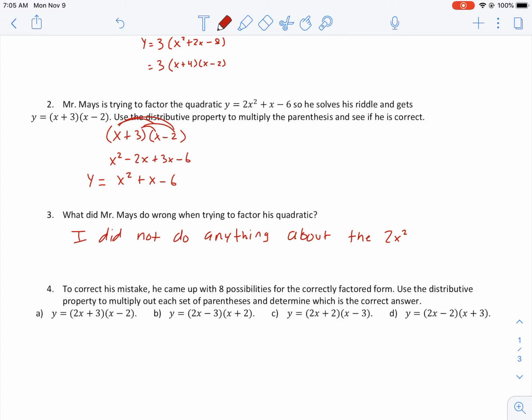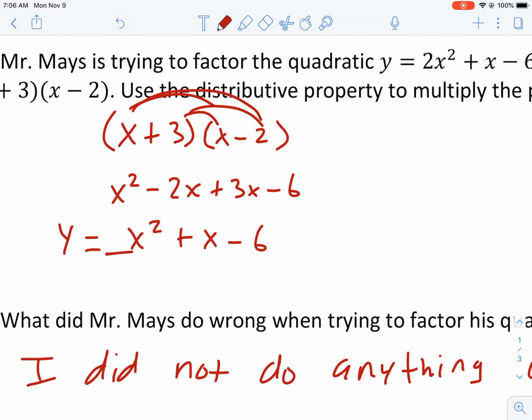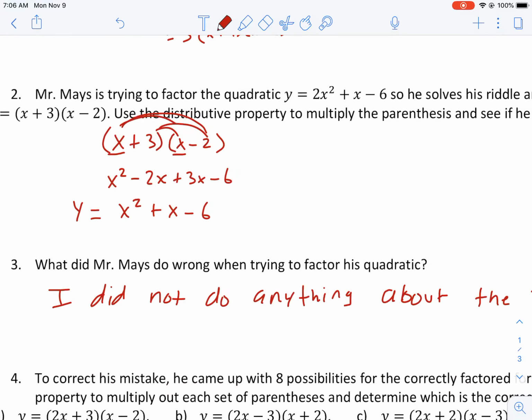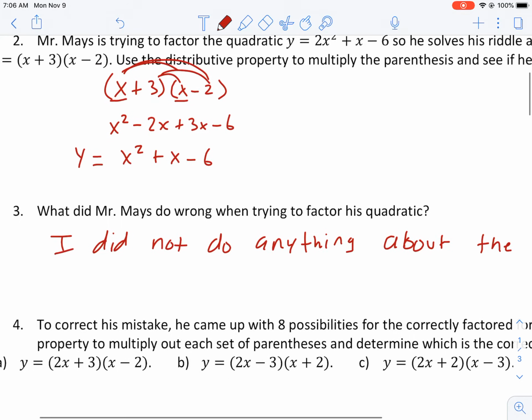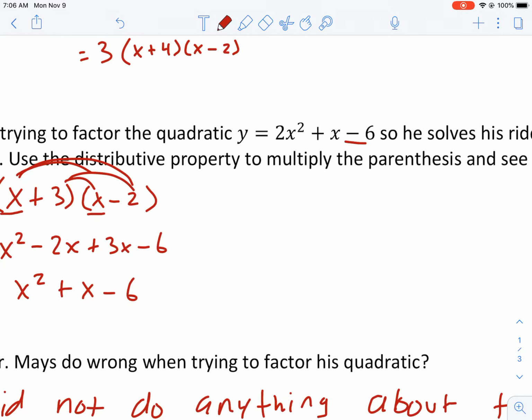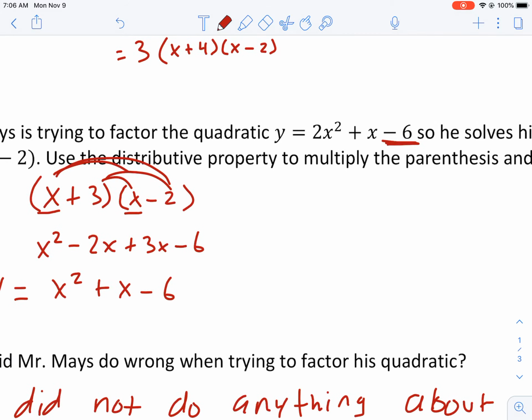But now that we have an a value out in front, notice what makes this term, right? It's this x being multiplied by this x. The x times the x makes the x squared. So now we need that to actually equal 2x squared. So what do we need to do? Well, we need to add a 2 in there somewhere, right? We're still trying to solve our riddle, all right? We're still trying to find what multiplies to make this, except now they're not going to add to make this. One of the numbers has to be multiplied by 2.